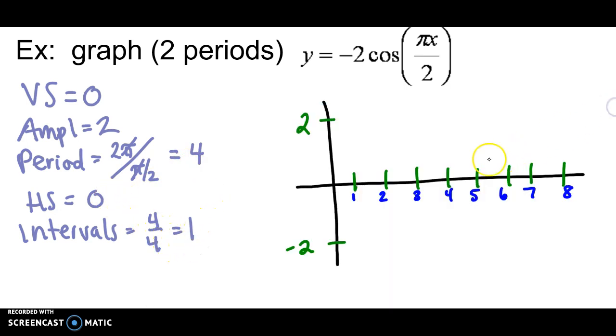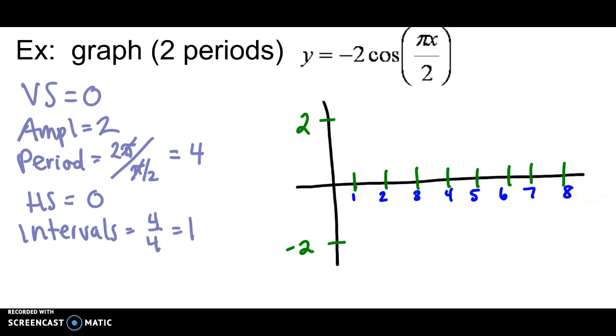So again, I think it's helpful to see this first. Amplitude 2 to negative 2. Intervals are 1. So I know I'm going to have one period between 0 and 4, and then my second period from 4 to 8. But now I've got to figure out what about this curve here.